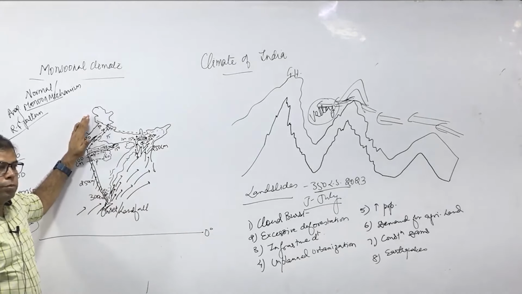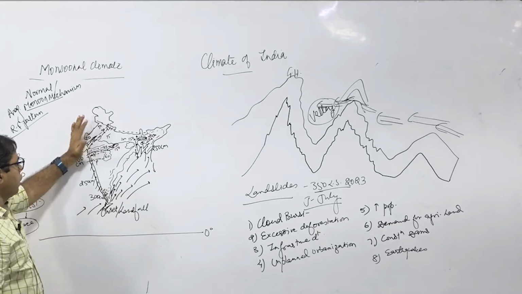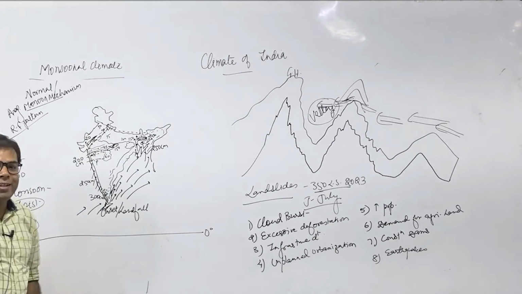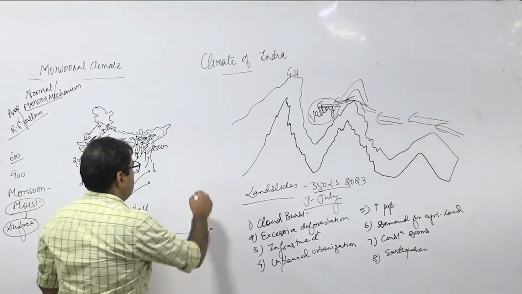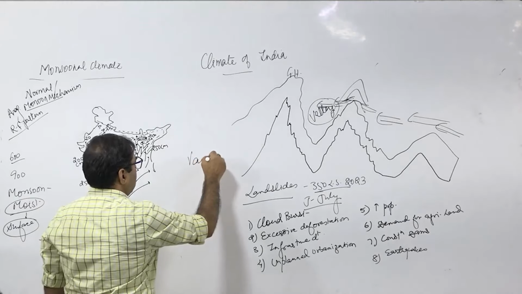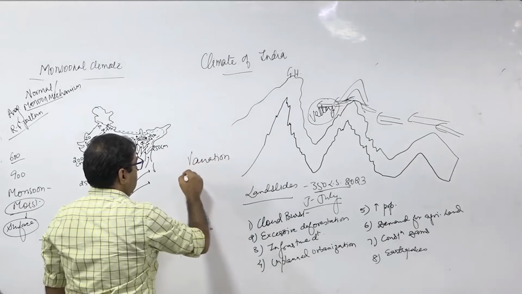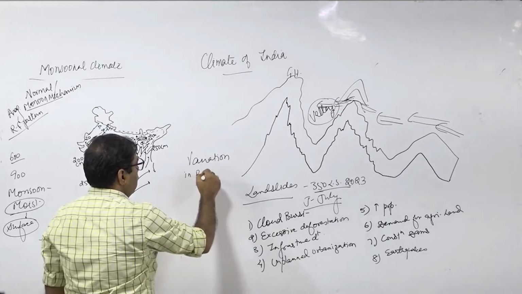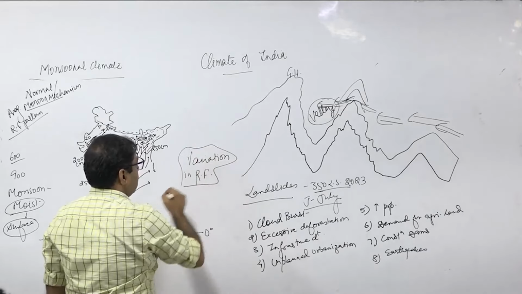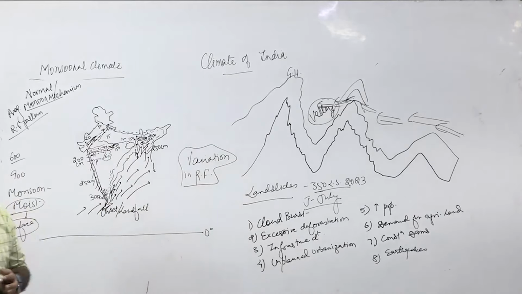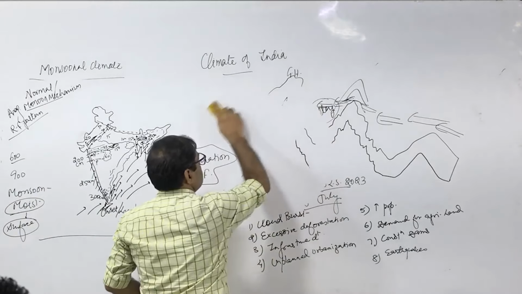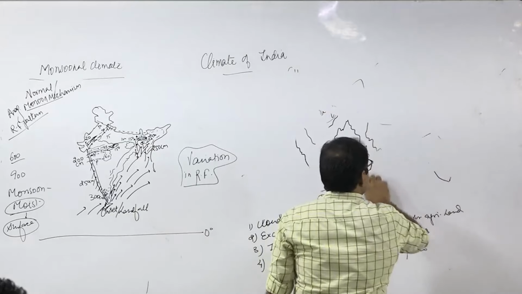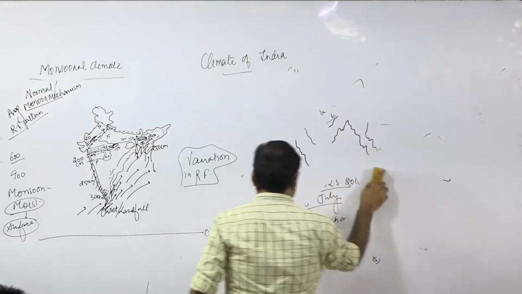Clear? समझ में आ गया? So then where will we find more variation in the rainfall? Variation in rainfall over India. Where will we find the variation in the rainfall? Variation मतलब क्या होता है? What does variation mean?